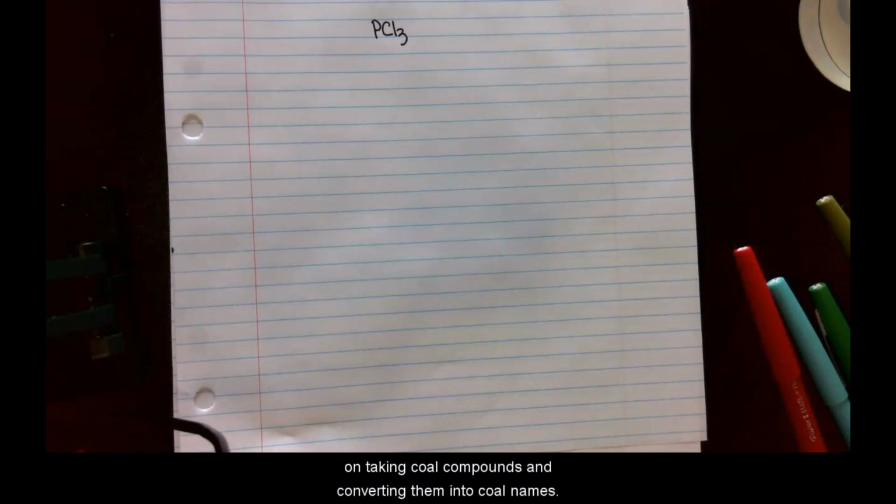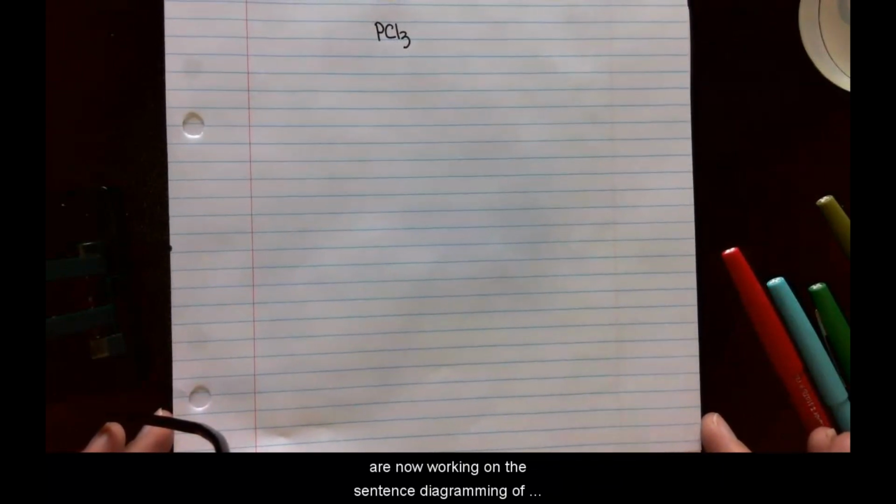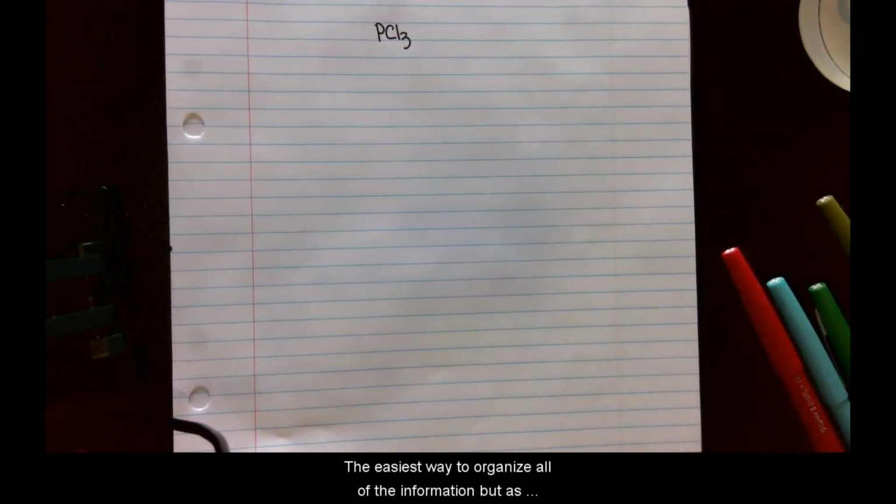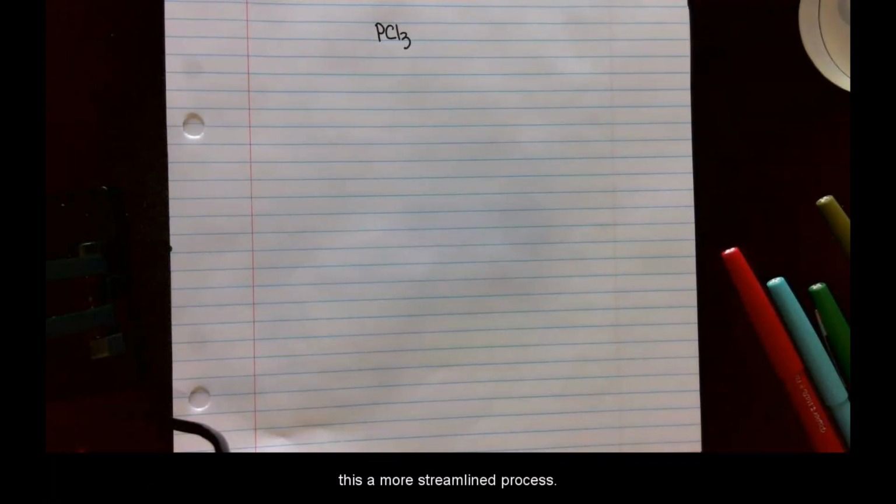We're working on taking covalent compounds and converting them into covalent names. If this is the first video you've watched, I would recommend watching the common nonmetallic roots video as well as the common Greek prefixes video so you have a bit of an idea, or you could go ahead and jump right in. We are now working on the sentence diagramming of these compounds. That's the easiest way to organize all of the information, but as you get better and more comfortable at that, you can definitely start combining some of those steps to make this a more streamlined process.